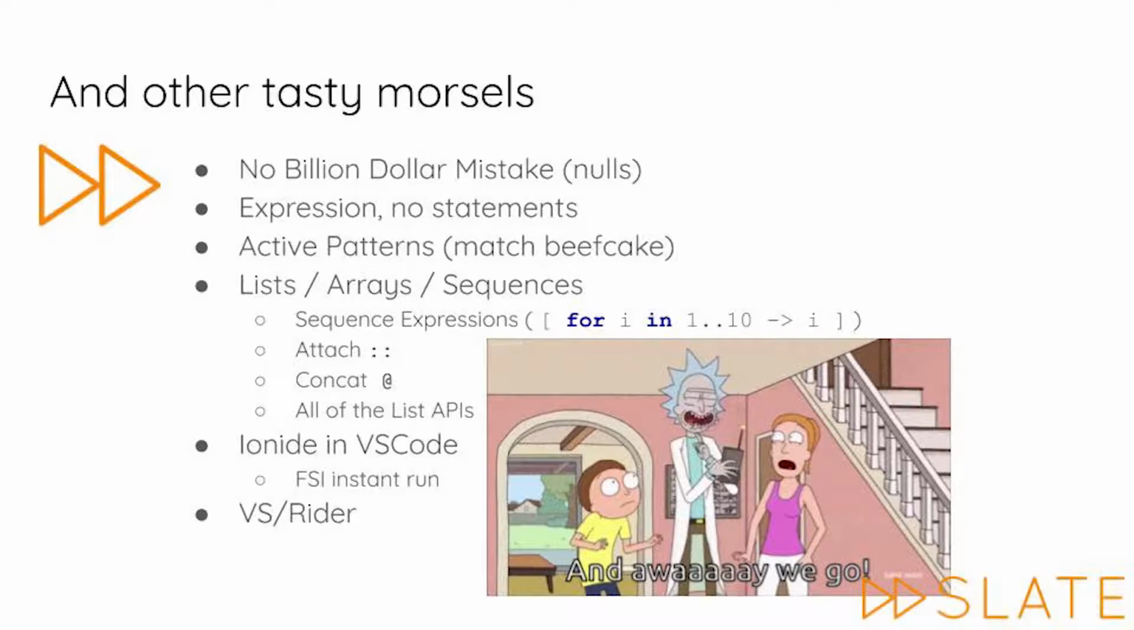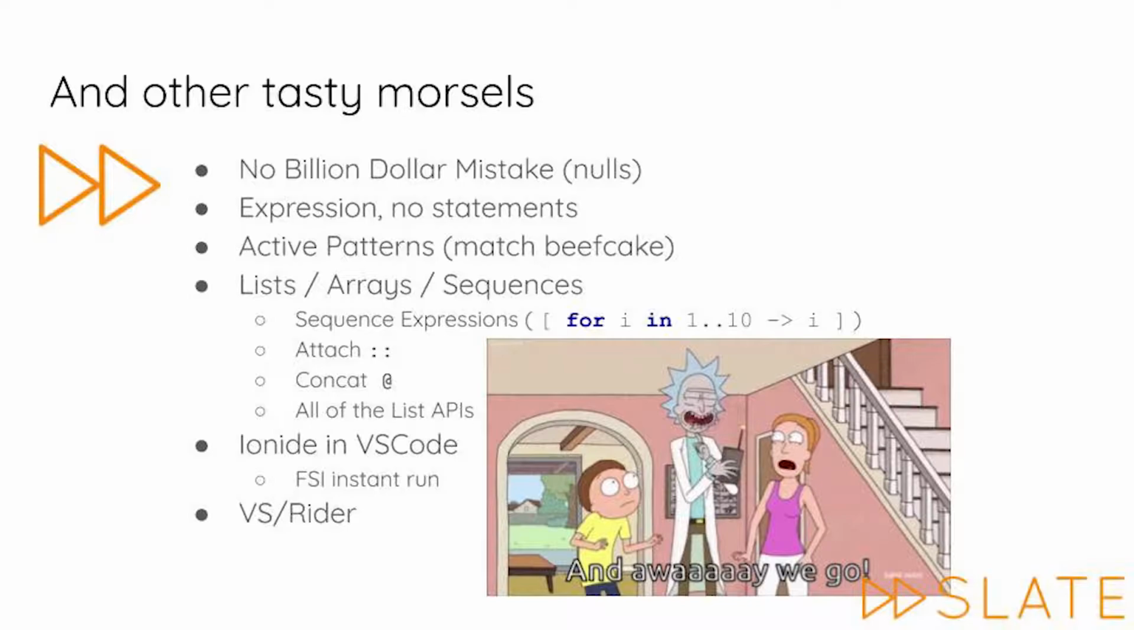Expressions, it's all expression based, not statements, so expressions always return a value, whereas statements execute something. So everything returns a value. If statements return values, for loops return values, everything returns values. Active patterns are awesome when you use them in match statements, it really beefs up what match can do.